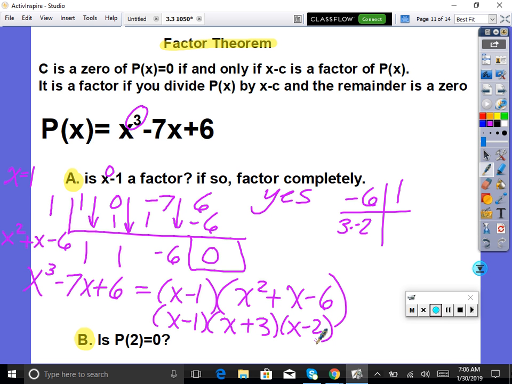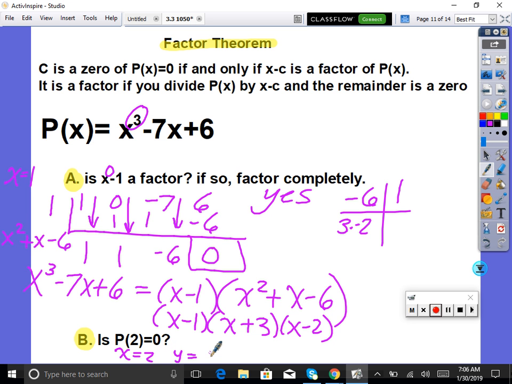Now it says, is p of 2 equal to 0? What does that literally say? Isn't this just an xy point, everybody? Look. Isn't p of 2 saying that x equals 2? And what would we get out if we plug that in?